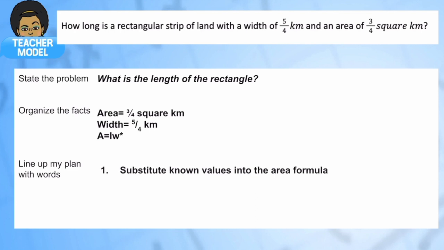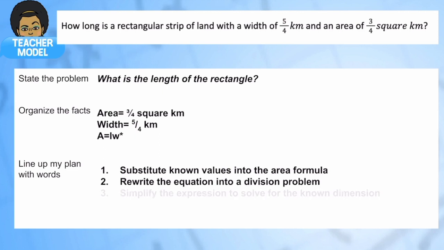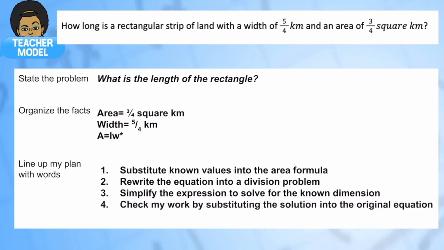First, I'm going to substitute our known values into that area formula. Then I'm going to rewrite the equation into a division problem. That way, I can simplify the expression to solve for the unknown dimension. And then I can check my work by substituting whatever answer I get into the original equation. That way I know for sure I have an accurate length. Hit pause so you can jot this down into your notes.